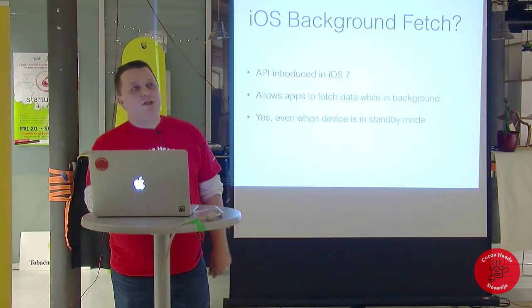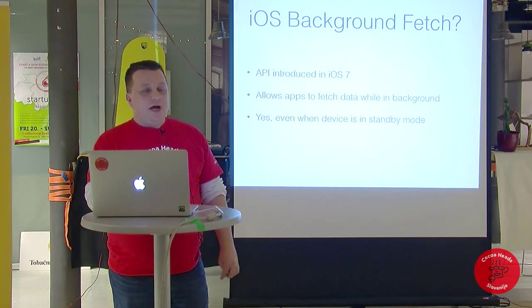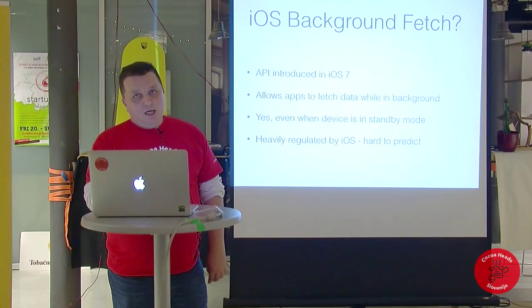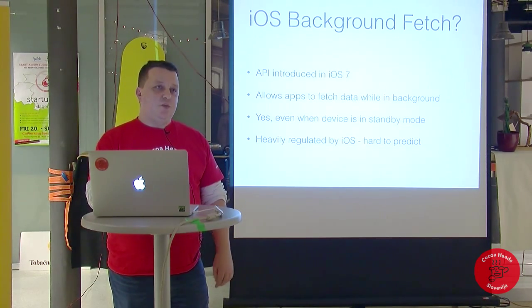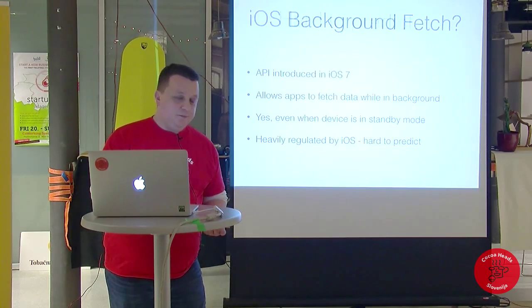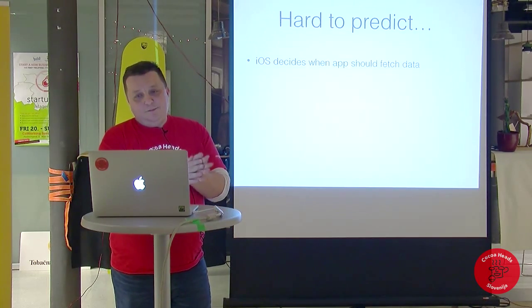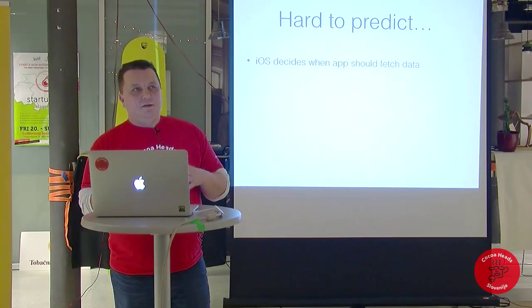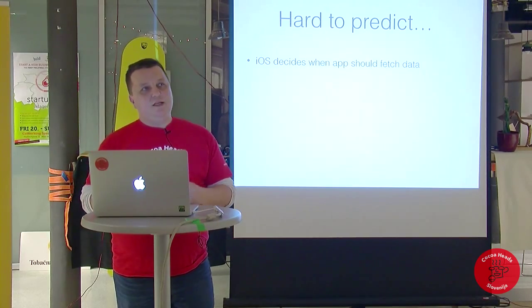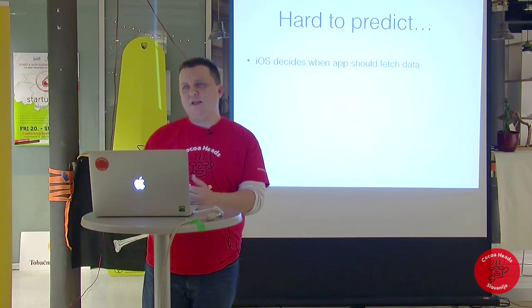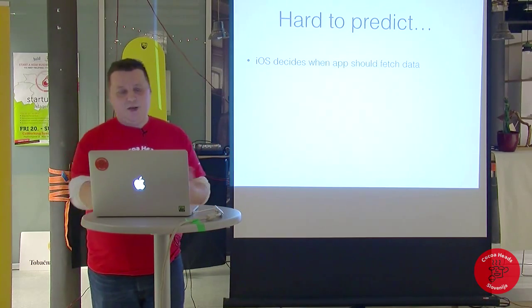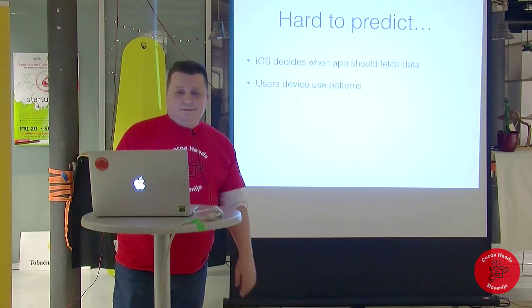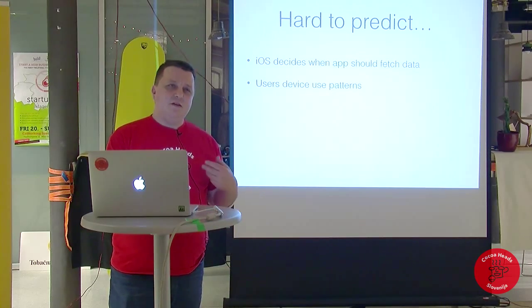So this is actually an API that is called pretty much whenever iOS wants to. That's the main problem with background fetch. It's very hard to predict when something will happen. iOS is pretty much the one that defines it. Actually, it's not really defined. It's something that happens on the fly. It really depends on a lot of things.